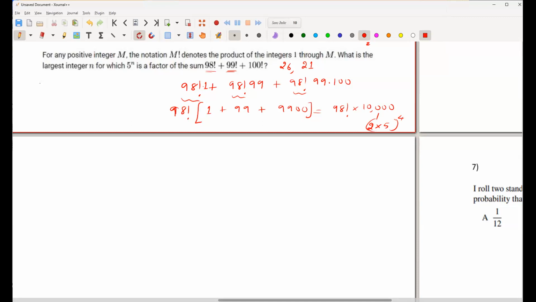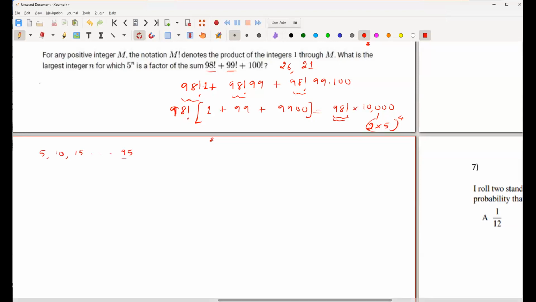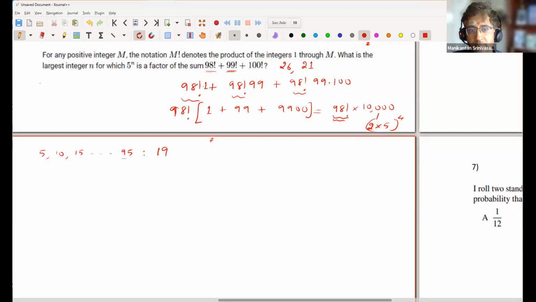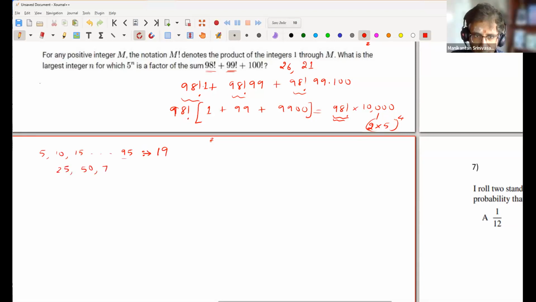Now only 98 factorial is left. Inside 98 factorial you'll have all the 5s. So you'll have 5, 10, 15, 20 all the way to 100, which will be 20 of them, and then 25 and 50. All the way till 98. Sorry, till 95. Therefore 19 of them. And then you'll have 25 and 50 because those are multiples of 5 squared. Almost right. You left off 75. Yeah, sorry, sir.